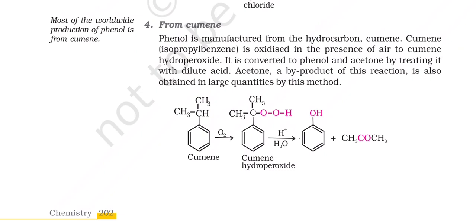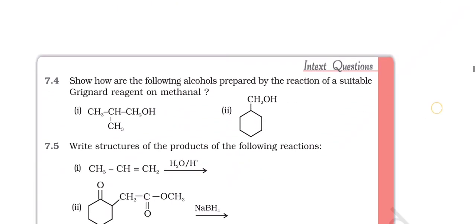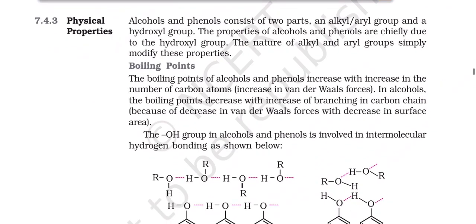From cumene. Phenol is manufactured from the hydrocarbon cumene. Cumene is oxidized in the presence of air to cumene hydroperoxide. It is converted to phenol and acetone by treating it with dilute acid. Acetone, a byproduct of this reaction, is also obtained in large quantities by this method.